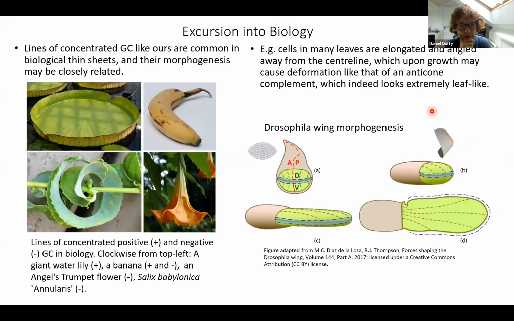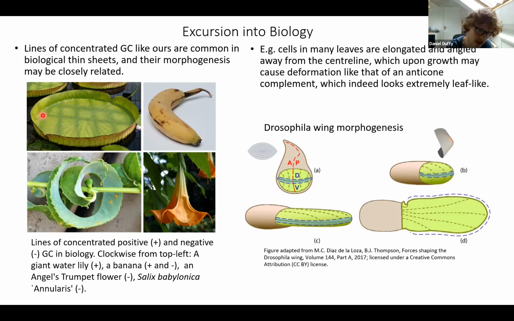So I'll just mention a little bit about biology here. Lines of concentrated Gauss curvature, like I'm talking about, are quite common in biological thin sheets, and there may be some strong morphogenesis links there. A simple example is cells in lots of leaves are elongated and angled away from the center line of the leaf. And if they grow or shrink in a way which reflects that alignment, then that may well correspond pretty closely to what our anticone complements are doing, which indeed look quite leaf-like.